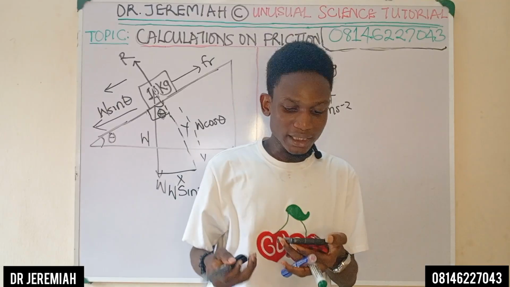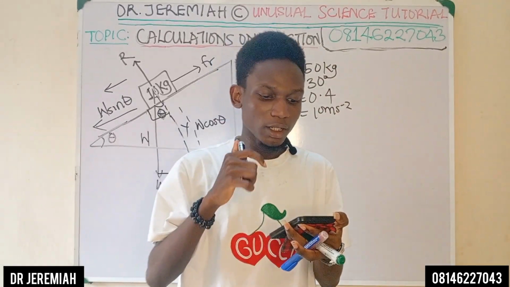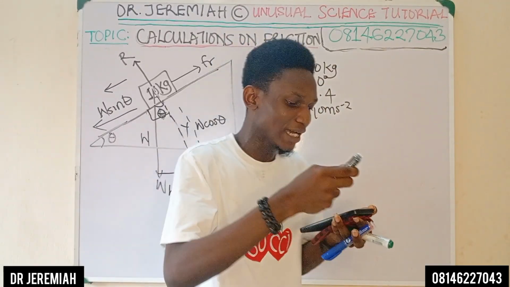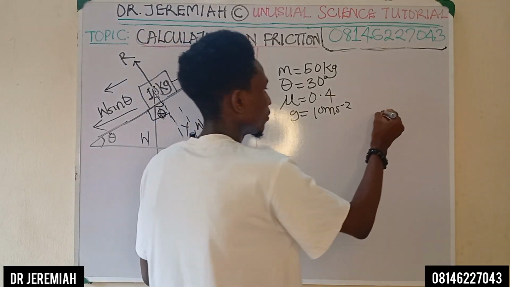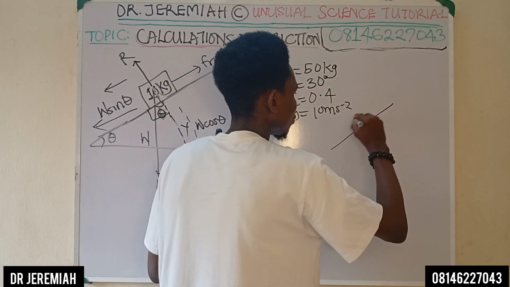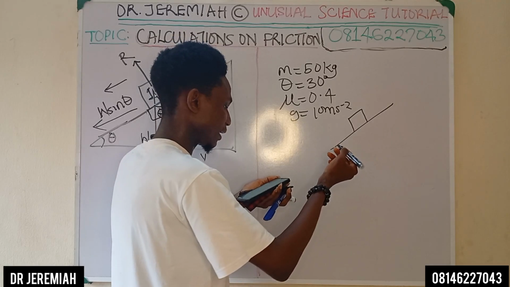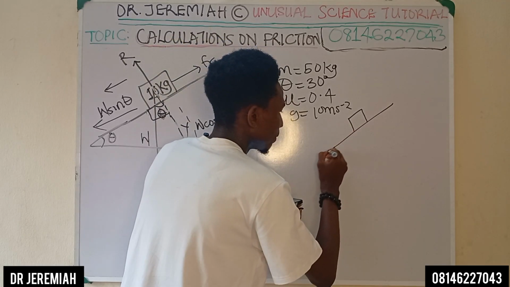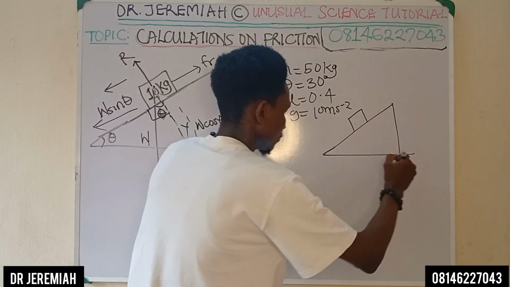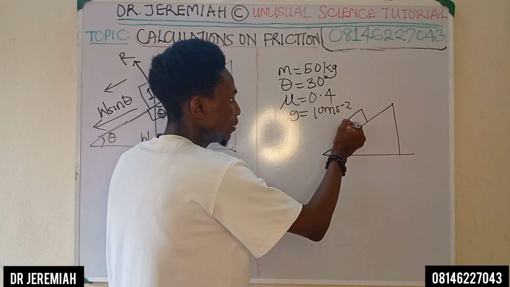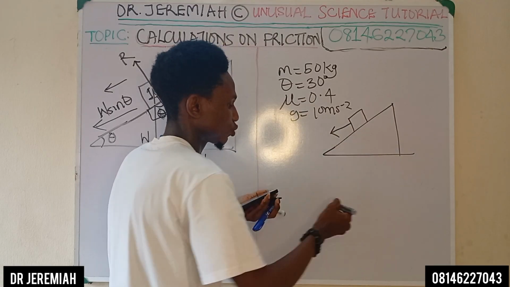Now the question says the block slides down the plane. So draw the diagram. We're going to have, let's just draw a simple diagram. I hope you can see it clearly. So we have, slides down. So the body is moving downwards.